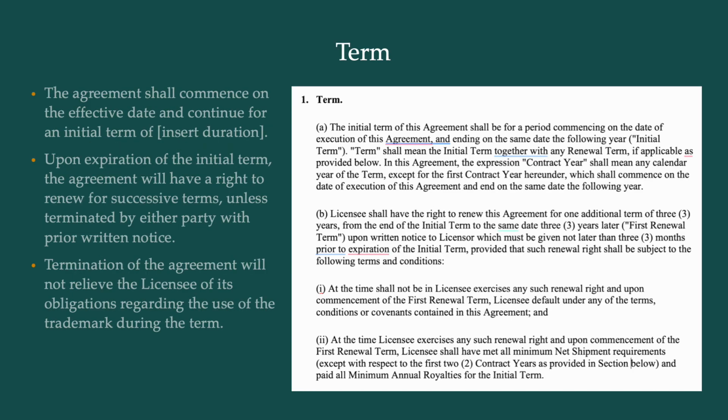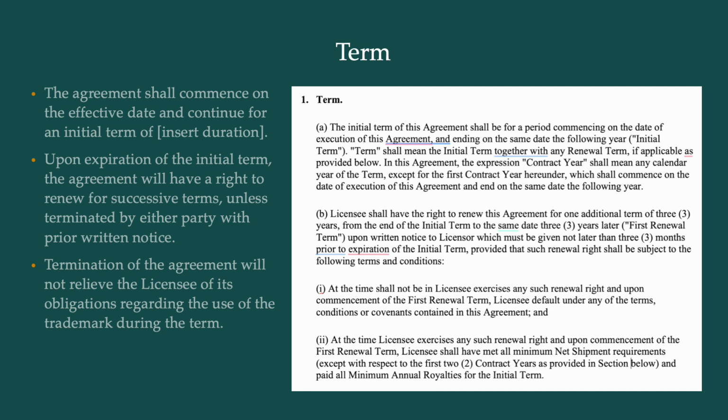Now let's discuss the term of the agreement. The Microsoft Corporation trademark licensor agreement shall commence on the effective date and continue for an initial term of an agreed duration. Upon the expiration of the initial term, the agreement may be renewed for successive terms unless terminated by either party with written notice. It is essential to note that the termination of the agreement does not relieve the licensee of its obligations regarding the use of the trademark during the term.